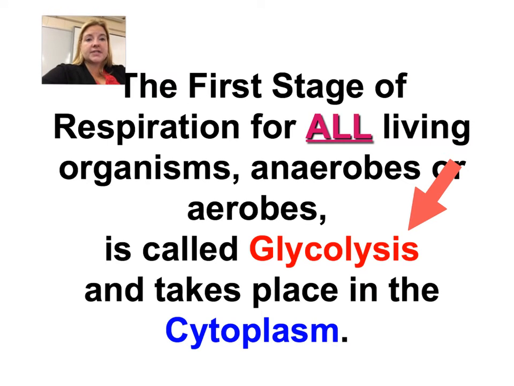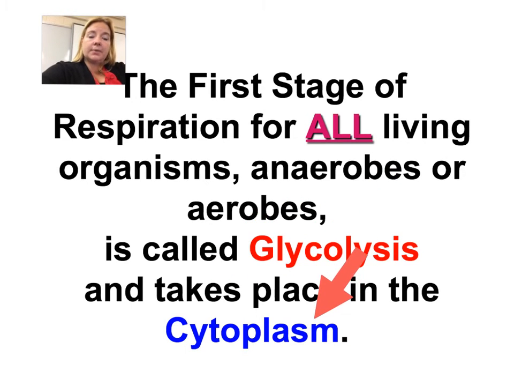Regardless of which process of respiration the organism is doing, aerobic or anaerobic, all living things go through the first stage of respiration, which is called glycolysis. And this process actually takes place in the cytoplasm. The rest of the process of cellular respiration is going to happen in the organelle called the mitochondria. But the first step, no matter whether you're going through anaerobic or aerobic, is called glycolysis and happens in the cytoplasm.